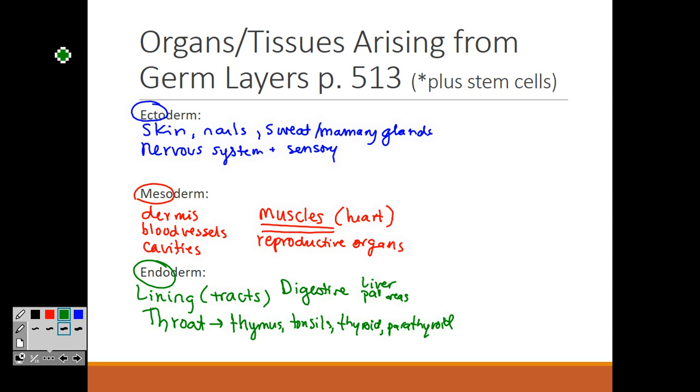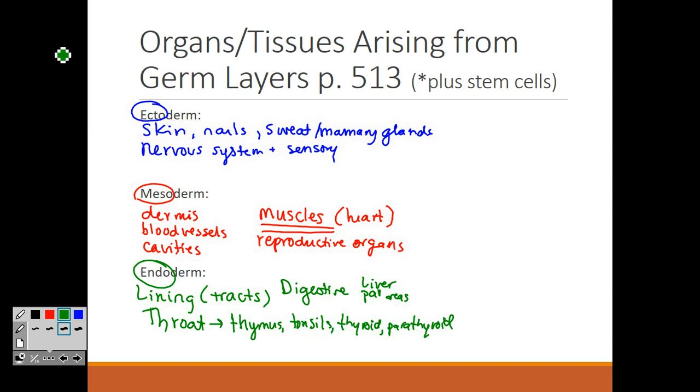So these are some examples of tissue that comes from each germ layer. Like I said yesterday, most of the time, the question would be, here are two germ layers, what tissues come from them? Or, here are some tissues, which germ layer did it come from? That's the basic setup for most of the questions.